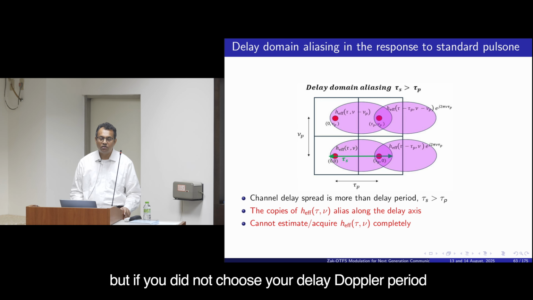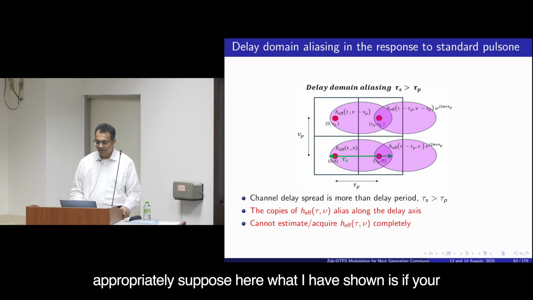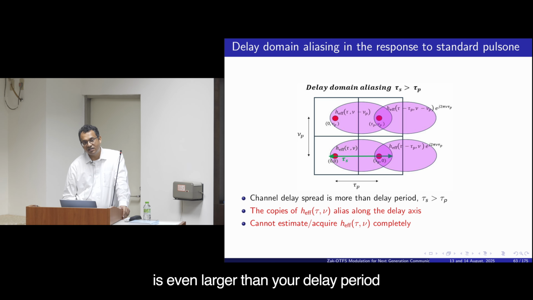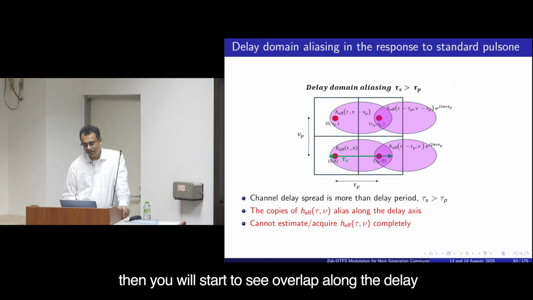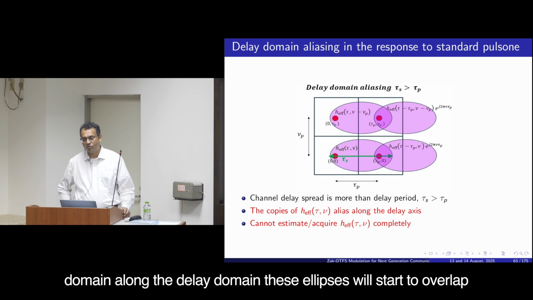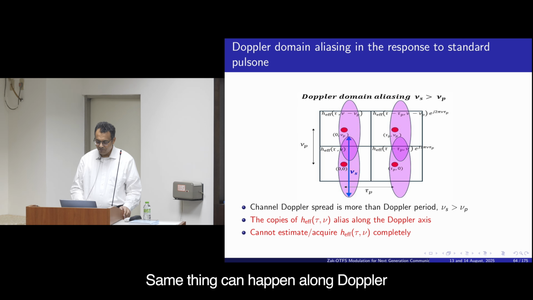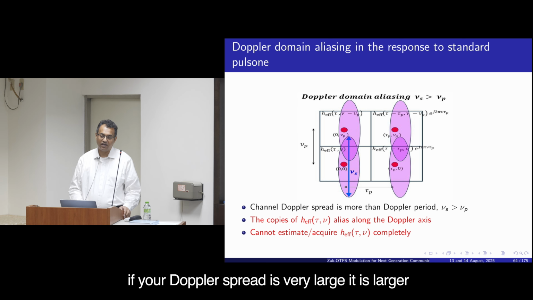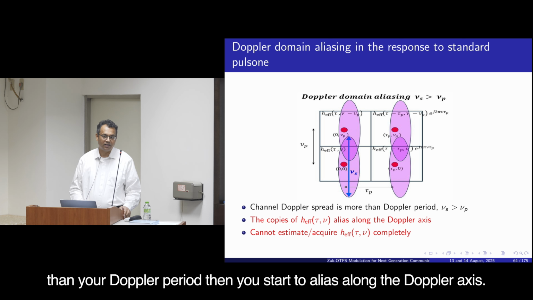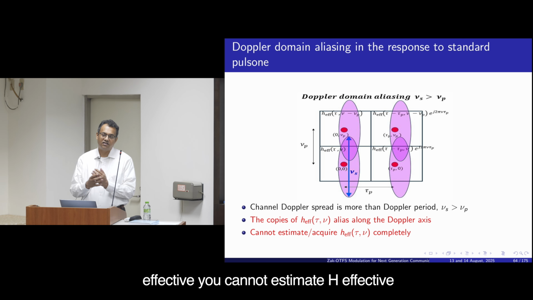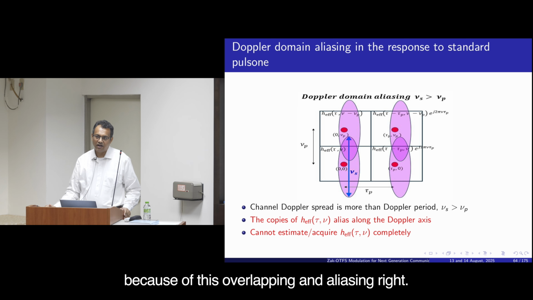But if you did not choose your delay Doppler period appropriately, suppose your delay spread is very large, even larger than your delay period, then you will start to see overlap along the delay domain. Along the delay domain, these ellipses will start to overlap, and I call that delay domain aliasing. Okay. Same thing can happen along Doppler. If your Doppler spread is larger than your Doppler period, then you start to alias along the Doppler axis. In either of these aliasing cases, you cannot estimate H effective because of this overlapping and aliasing, right.